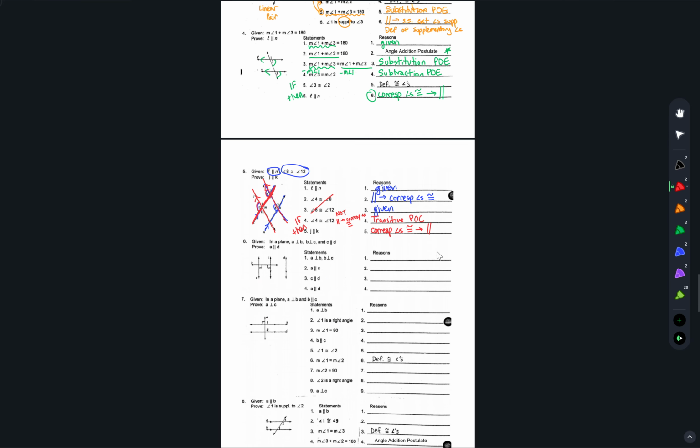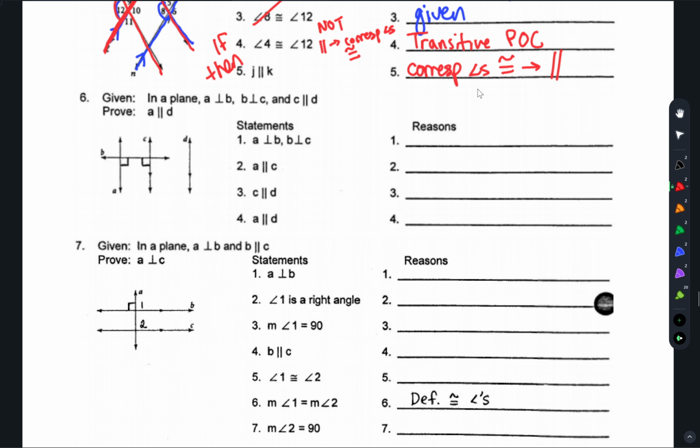Okay, questions on 5? We only have a few more, then we're done. These ones are going to go pretty quickly. Number 6, in a plane, A is perpendicular to B, B is perpendicular to C, and C is parallel to D. I've got a few givens here. A perpendicular to B, B perpendicular to C. That's my reason in number 1. C parallel to D. That's my given in number 3. So I only have really 2 things to fill in here.